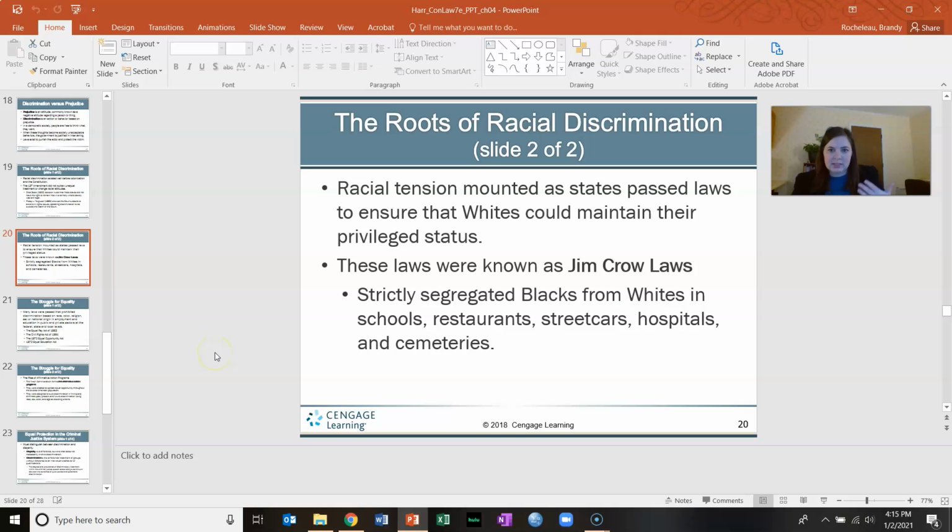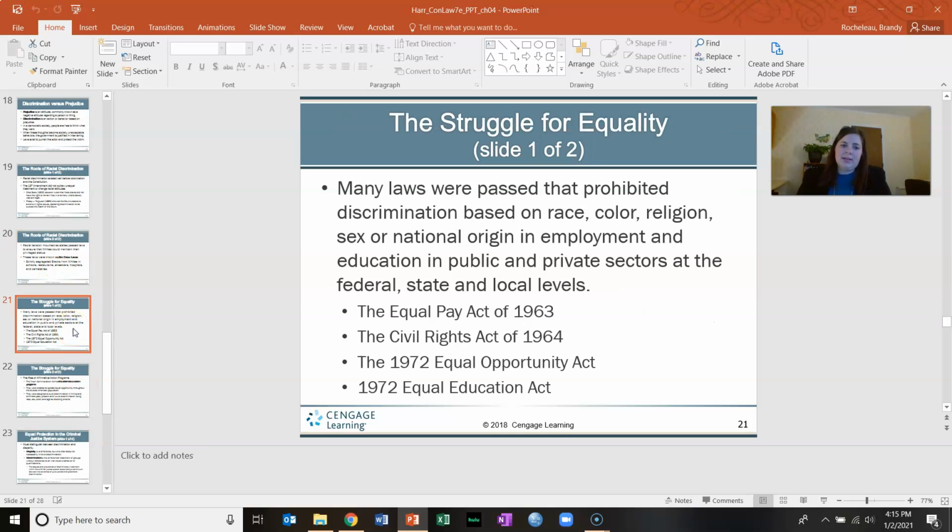After these cases and amendments, we see Jim Crow laws become enacted, which very strictly segregate blacks from whites in pretty much all aspects of life. As we move forward to equality, we also saw laws that were passed throughout the Civil Rights Act, throughout the push for equality led by John Lewis and Martin Luther King and Thurgood Marshall, who later ended up on the United States Supreme Court.